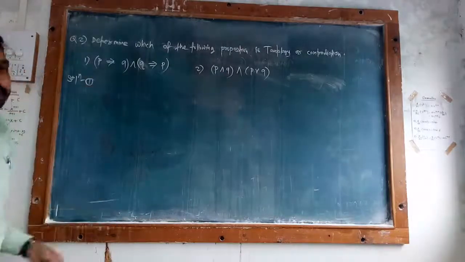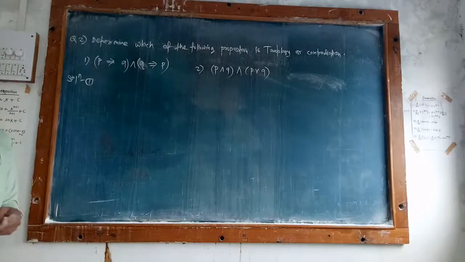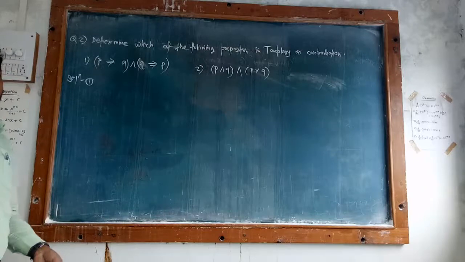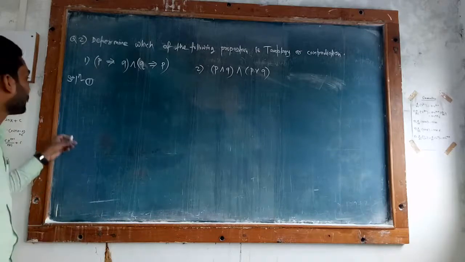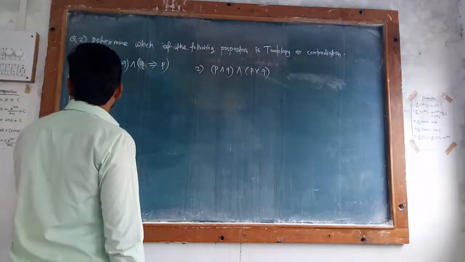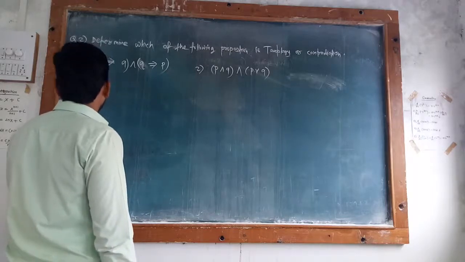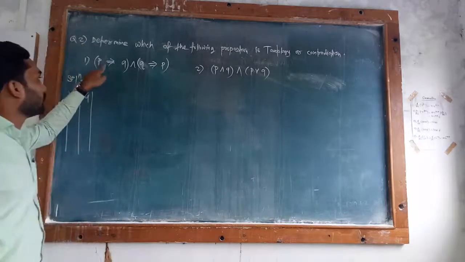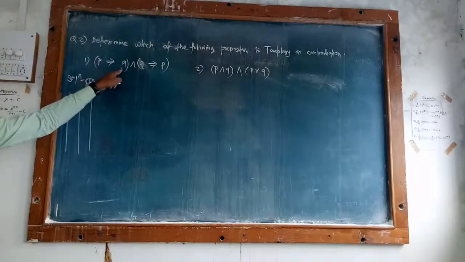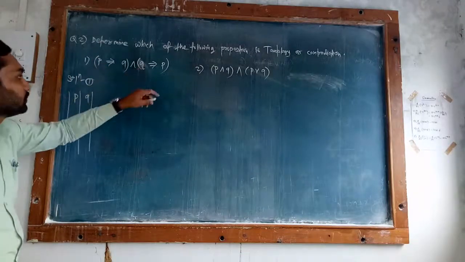In your proposition there are two propositions, P and Q. So the truth table contains 2 raised to 2, that means 4 rows. Okay, so make the table. The first column is for proposition P, the second column for proposition Q, the next column for P implies Q, right? And the next column for Q implies P.